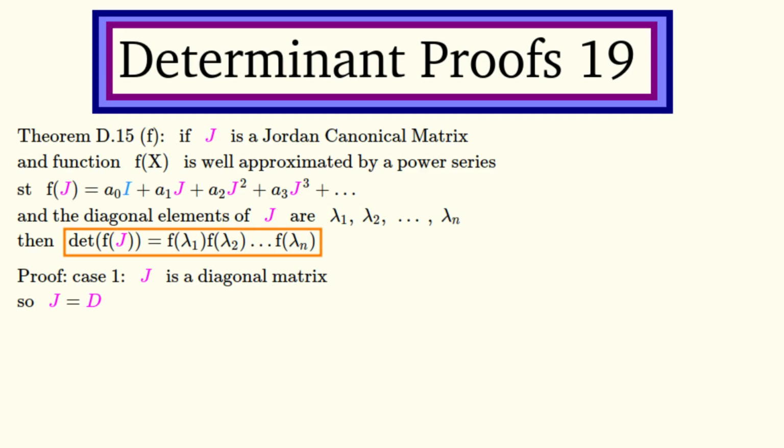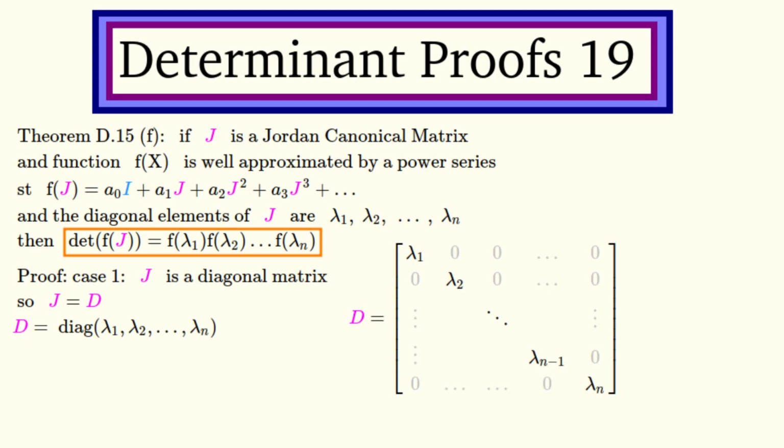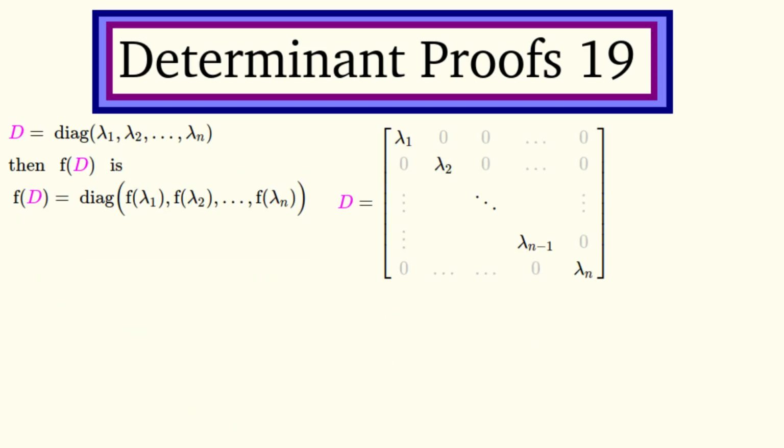In the first case, this Jordan canonical matrix is a diagonal matrix, which is a special case of these matrices, and so we'll call it D from now on. And D can be written like this, its entries being its eigenvalues. And we can draw D like this as a matrix with a generalized size. If we apply a function f to this matrix, we'll get the diagonal of the function applied to its diagonal entries. I'll just make some more room on the screen like this.